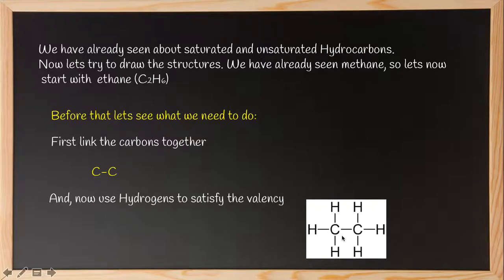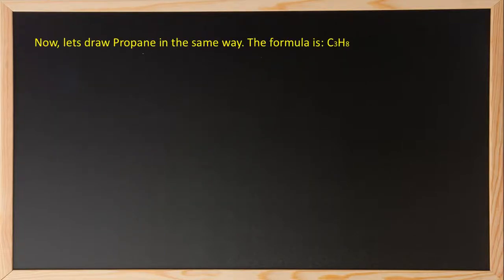Now count the number of atoms that are present. You have 2 carbons and 6 hydrogens. The formula is done and it is satisfied. So this is how you need to draw the structures. Now let us look at another example. Let's draw propane in the same way. The formula is already given.